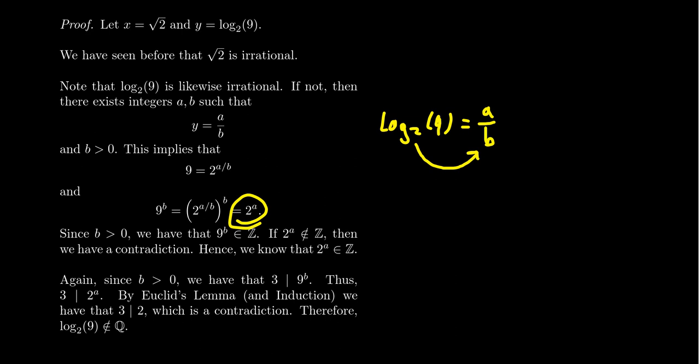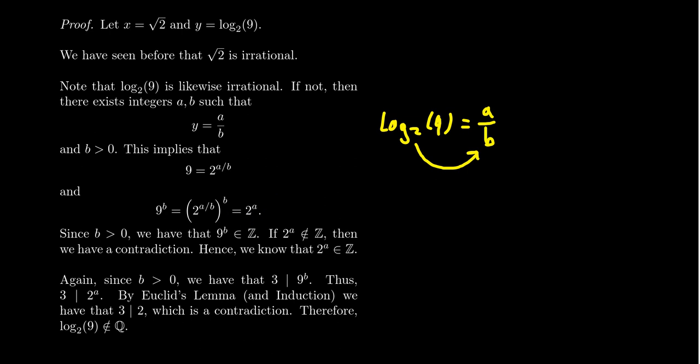All right. And so now this is where b being a positive number is significant. Since b is a positive number, I know that 9 to any positive power, again, this is an integer, so it could be 9 to the first, 9 squared, 9 cubed, etc., is going to be an integer, okay? On the other hand, if 2 to the a was not an integer, like, for example, if a was a negative number, we would get 1/2. That would be a contradiction. An integer can't equal a non-integer.